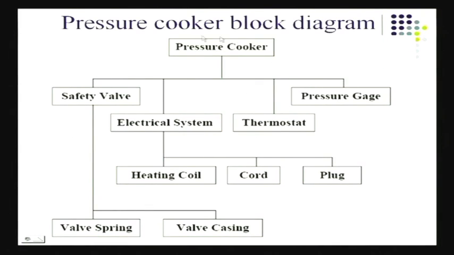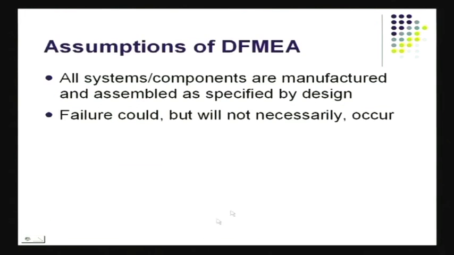And for that, you again start with the block diagram, which is like the pressure cooker, safety valve, pressure gauge. These are subcomponents of it. It's like your FTA. This is very much like your FTA. The electrical system could fail because of heating coil failure or cord failure or plug failure there. And the safety valve could fail because of valve spring not functioning properly or the valve casing not functioning properly.